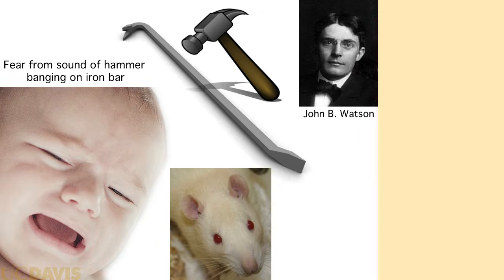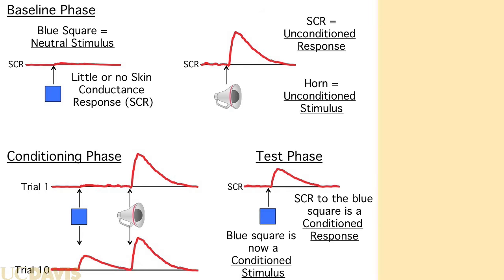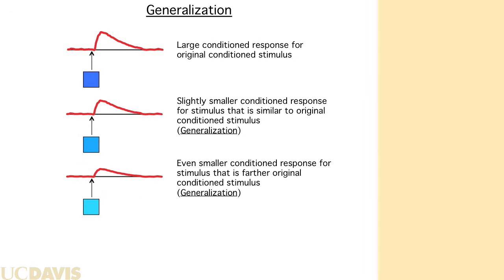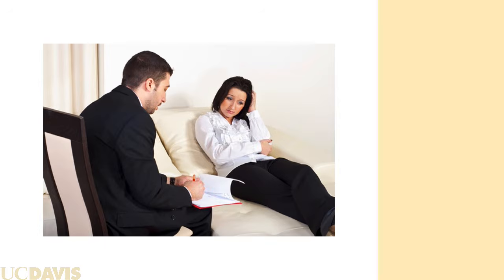Over 100 years ago, the psychologist John Watson used a similar procedure to create a phobia-like condition in little Albert. This way of thinking about phobias helps to explain some important phenomena, such as why phobias sometimes extinguish over time but may also spontaneously recover, and why phobias sometimes generalize to other things that were not originally conditioned. This has led to therapies that can be very effective at helping people overcome phobias.